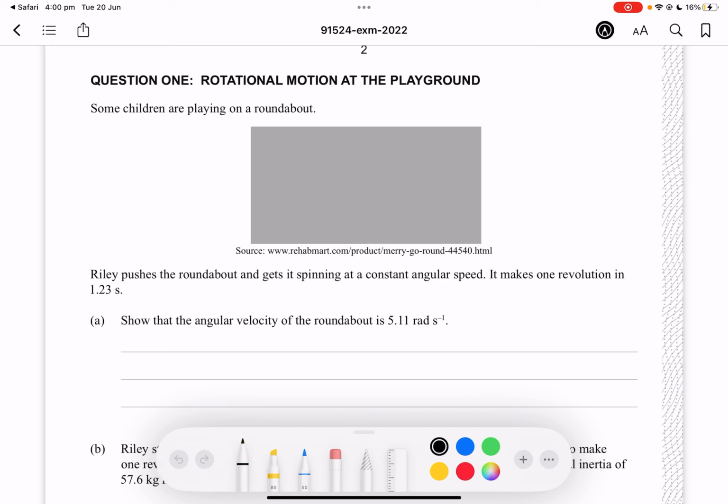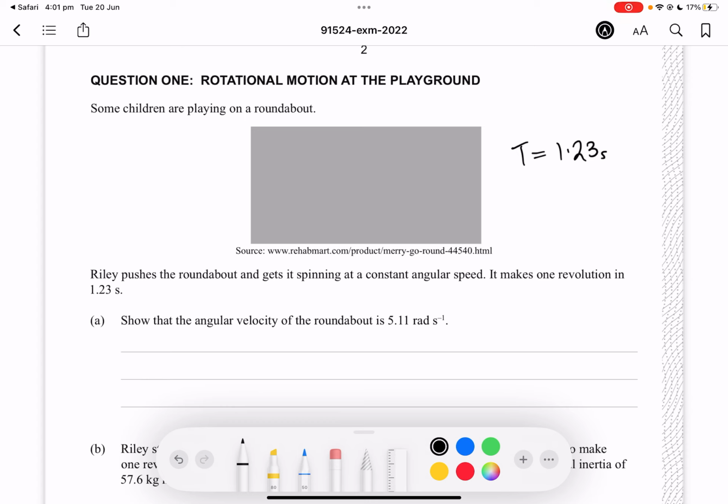For this question, we'll just note down that it takes 1.23 seconds to make one revolution. So the period is 1.23 seconds. And we know it's a period because the period refers to how long it takes to make one revolution, and the frequency is how many revolutions in 1 second. So they are directly opposite of each other.